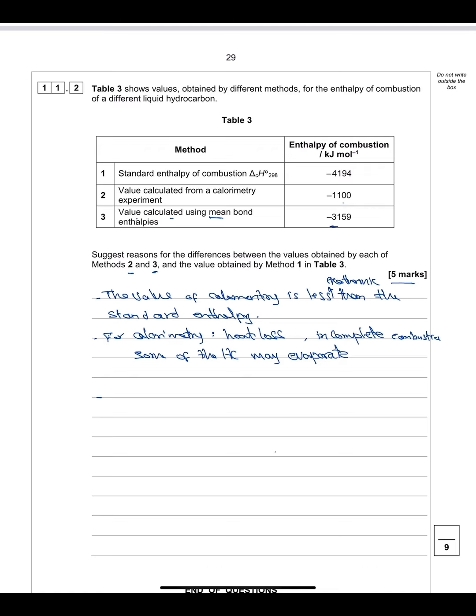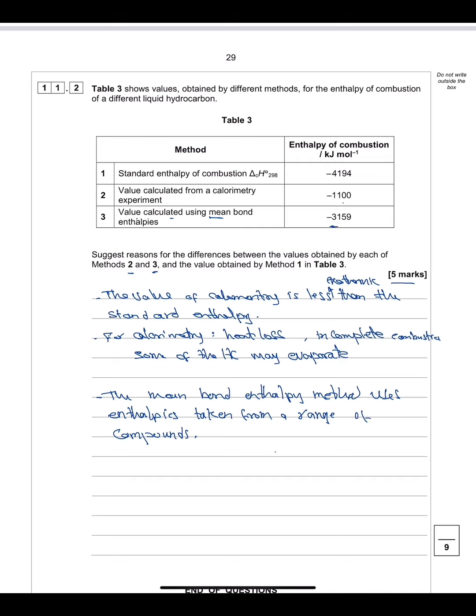So you can simply say that the mean bond enthalpy method uses enthalpies taken from a range of compounds. So it's not the actual one. This is why it's less accurate than the standard enthalpy of combustion. So these are the 5 points that you need to mention in order to get all the 5 marks.